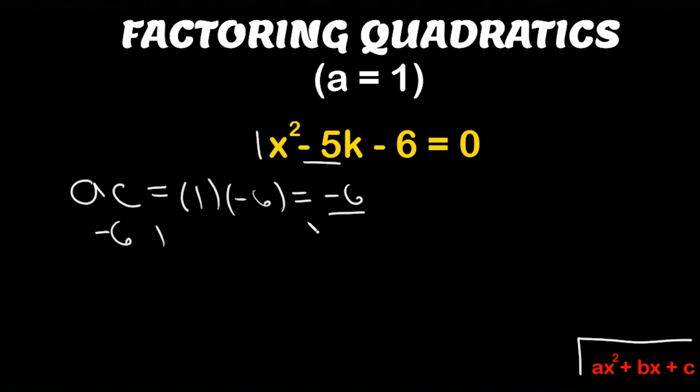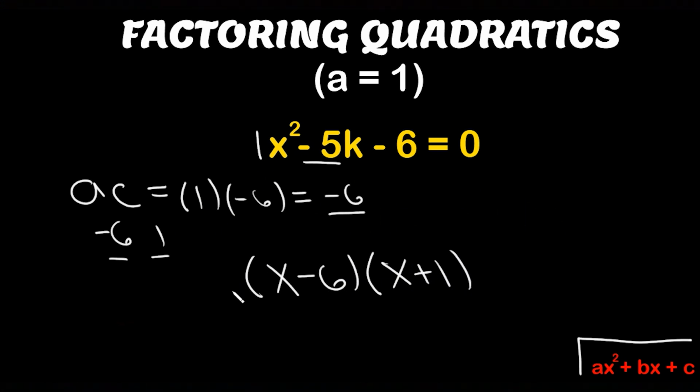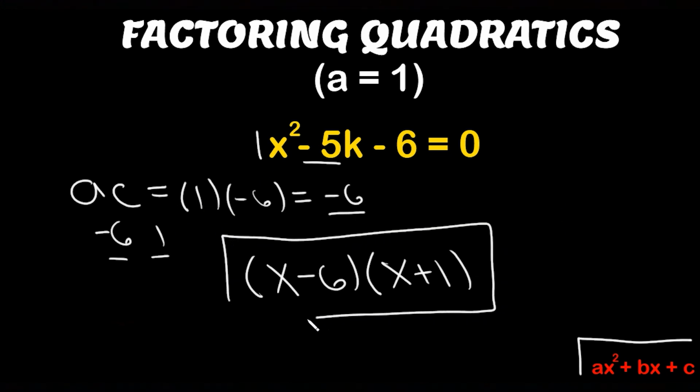So from here, all you have to do is put it in factored form. You're going to be using these values right here that you came up with, and you're going to write in parentheses x, your variable, and now grab either one. You can grab the -6 or the +1. It doesn't matter. I'm just going to write -6. And then another set of parentheses, I'm going to grab the +1. So +1. There it is, completely factored out. This is done. So this is the factored form of that quadratic.